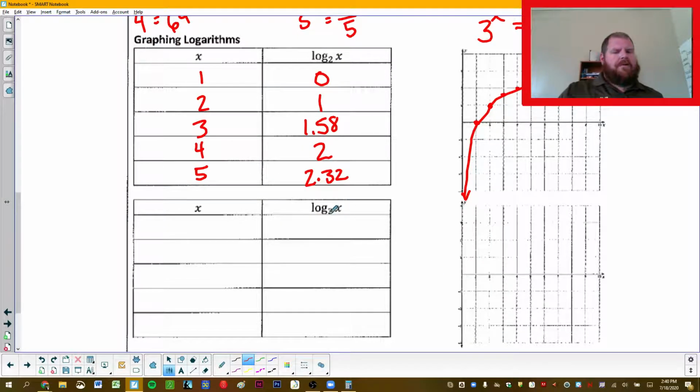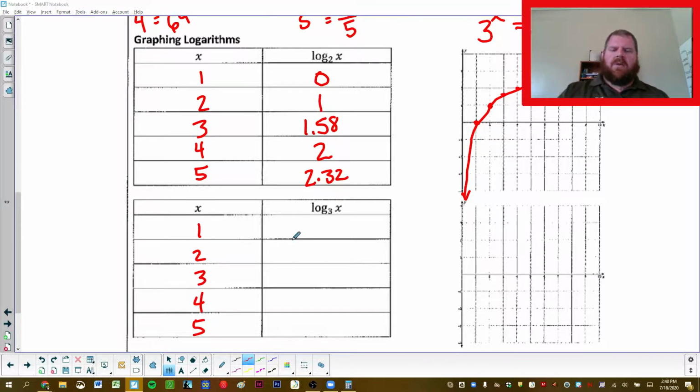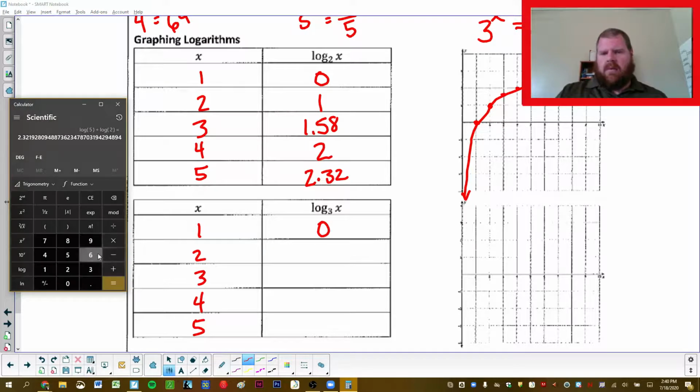So we need a new parent function when we want to look at the log base 3. So we'll do that again. Let me use the same numbers, I guess. We'll see how they're different. So 1 is going to be 0 again, because 3 to what power gives me 1? It has to be 0. Sorry, 3 to what power gives me 2? So now we haven't done it.